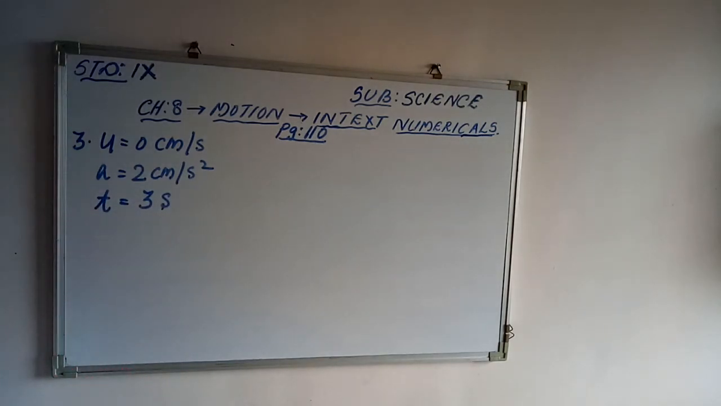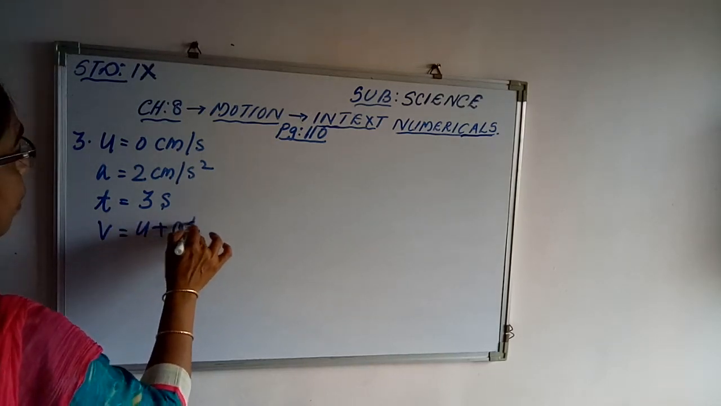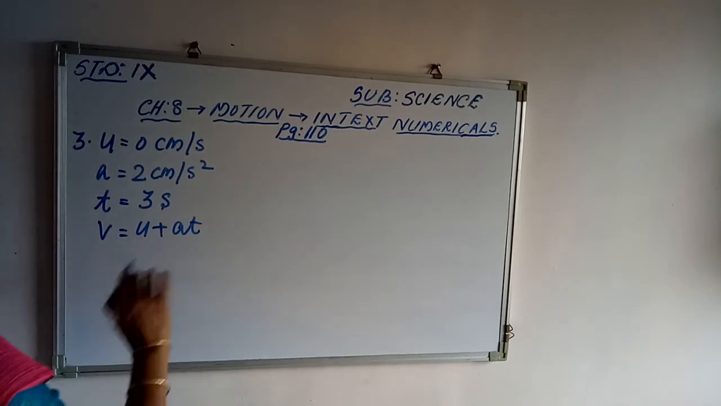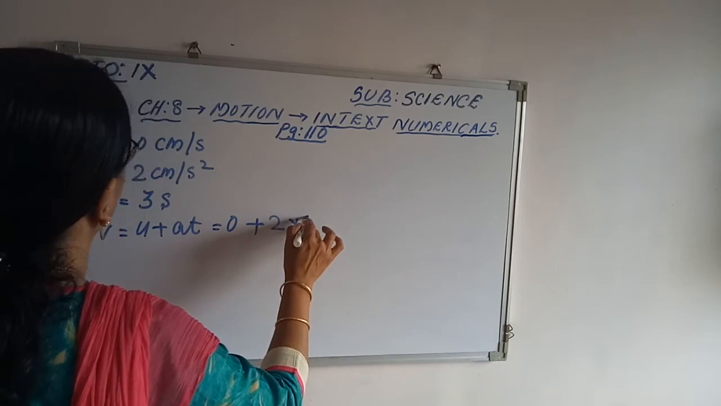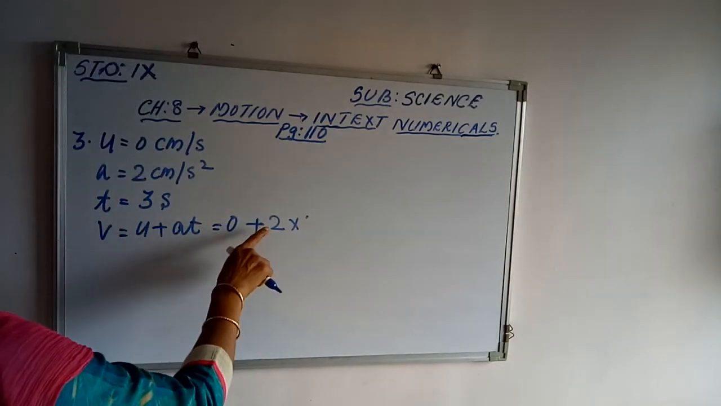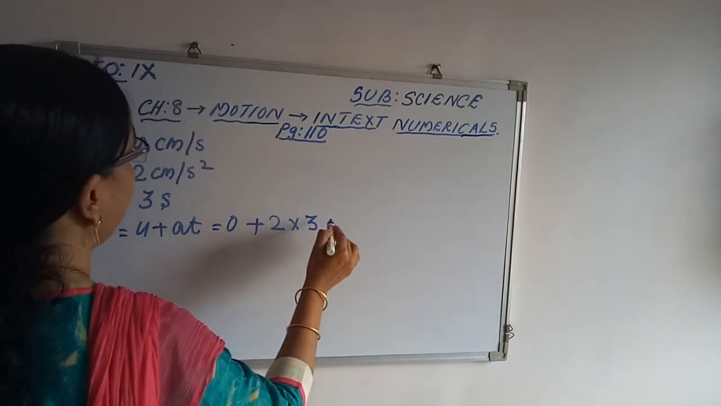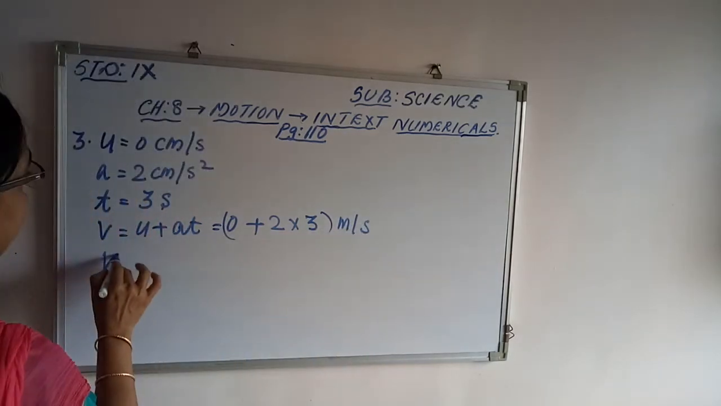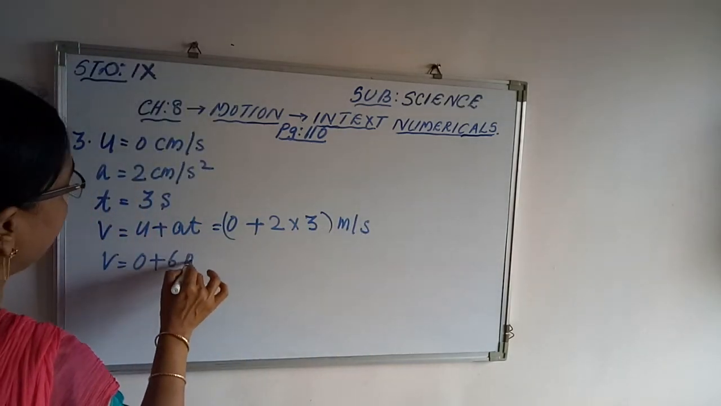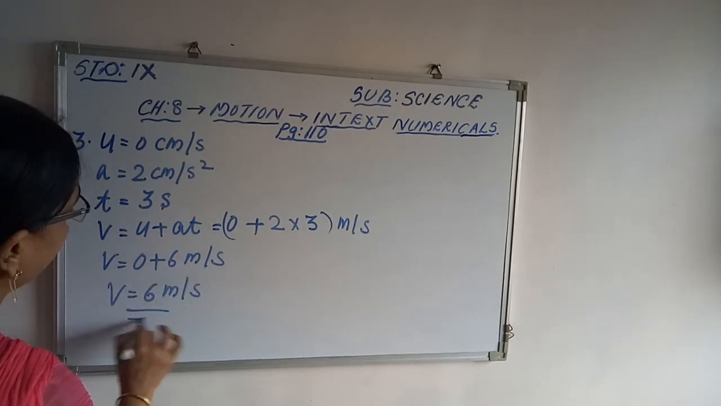So here we can use the velocity time relation, that is v is equal to u plus at. Substitute the value. What is u? 0 plus 2 into t, that is 3 seconds. That is v is equal to 0 plus 6 meter per second. That is v is equal to 6 meter per second.